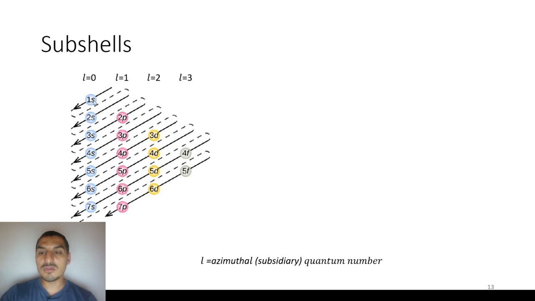And you could see that we call them s, p, d, and f. So l equals 0 corresponds to the letter s, l equals 1 corresponds to p, l equals 2 corresponds to d, and l equals 3 corresponds to f. So this is s, p, d, f, the names of the subshells in the energy level.